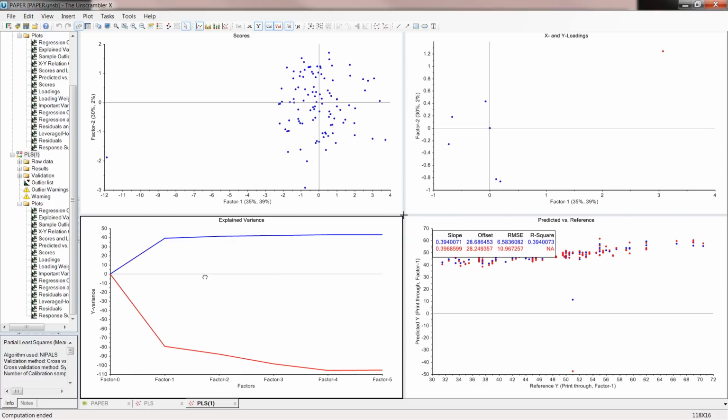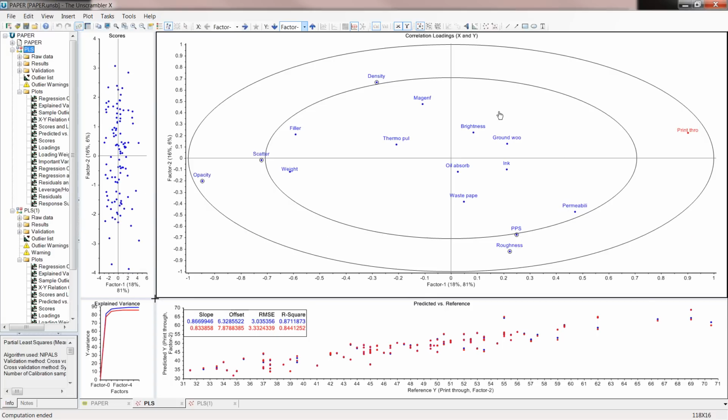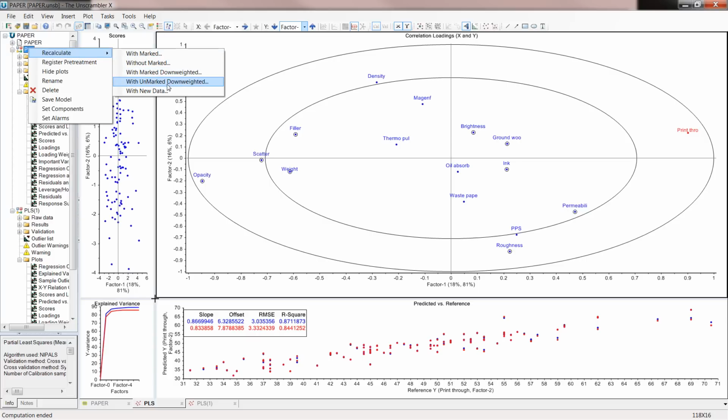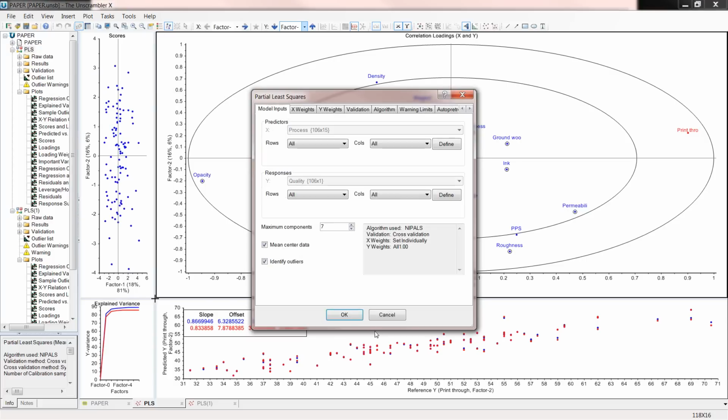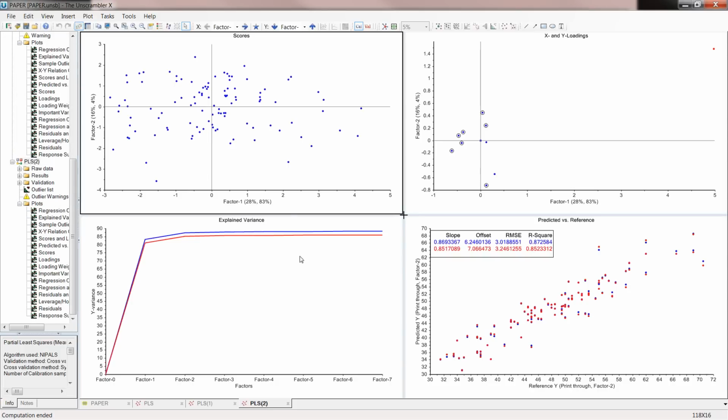So now this is interesting. We see that the prediction went really bad. So one of those variables that I took out was actually important for prediction. But if we go back, we can unmark all. And this here is your mark significant X variables again. That will mark all of the ones that you want. Recalculate with unmarked downweighted. And that's how we do that.